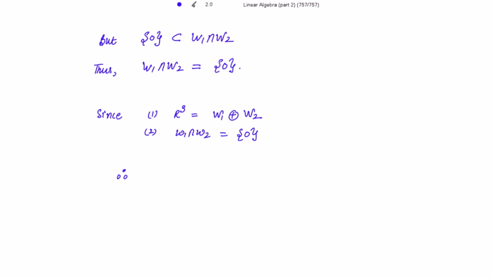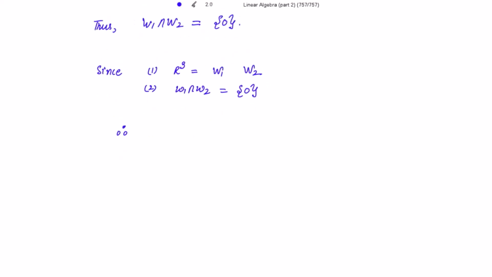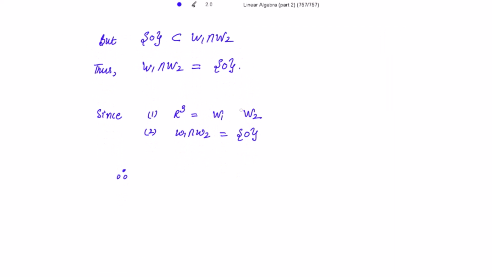Now since R3 is equal to the sum of the subspaces and the intersection of the subspaces is the singleton set containing the 0 element, from these two we say that R3 is the direct sum of the subspaces W1 and W2. Here ends the proof. Thank you.